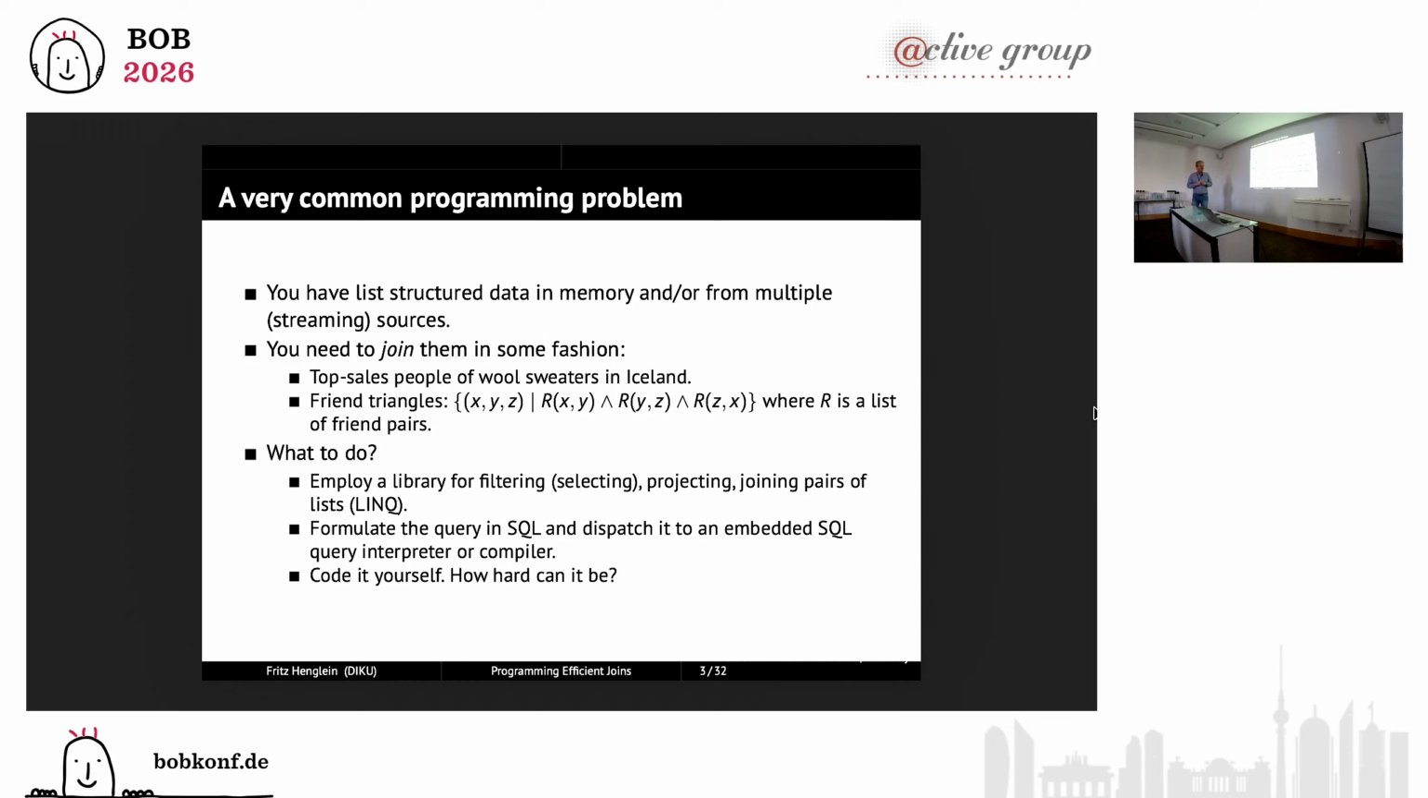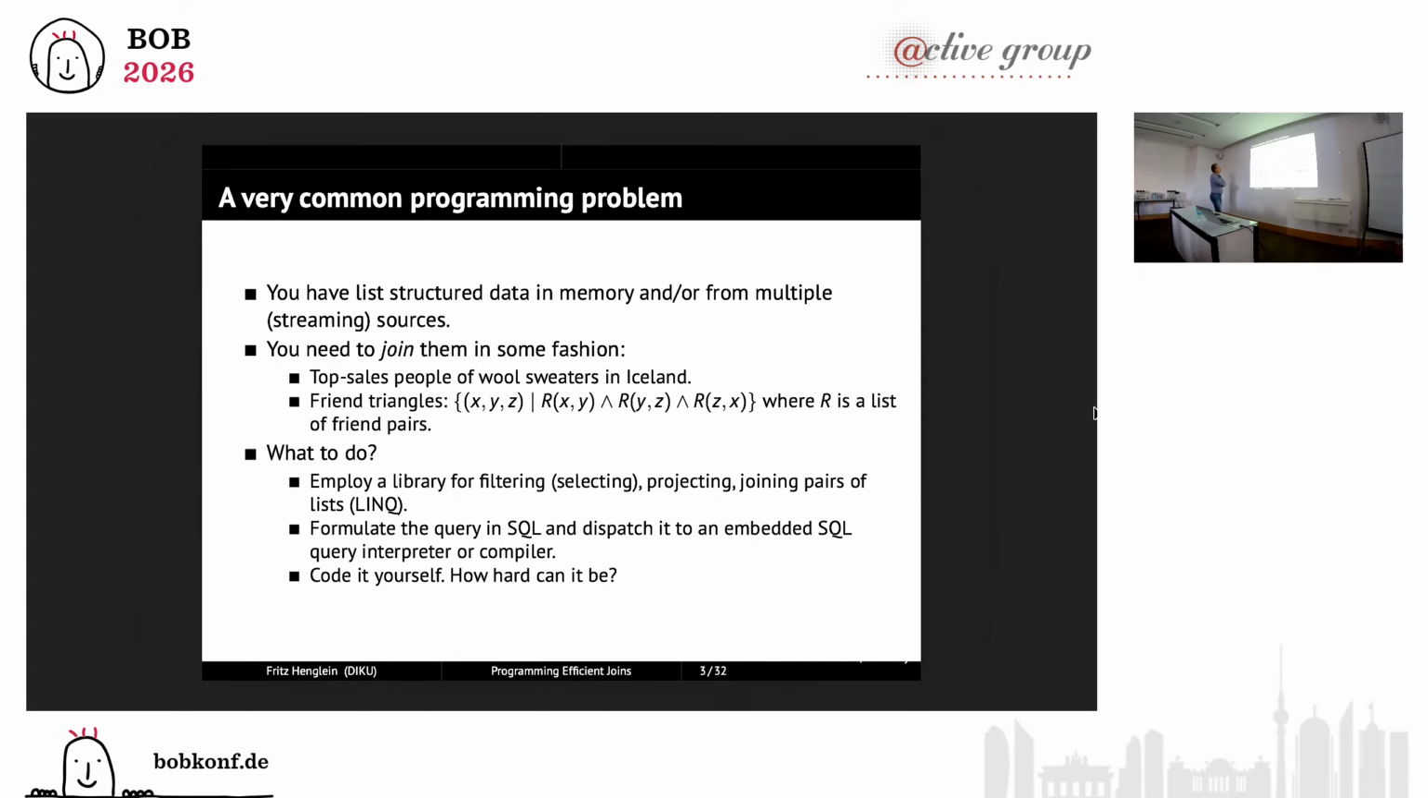So in the sense, like you have multiple sources, you need to join them to get some combined information out of this one. So like classic thing would be the top salespeople of wool sweaters in Iceland. Okay, you can already say, oh, maybe there's probably 3 tables involved. Or, and I'll use this one, is like you only have a single table, so it's a self-join, where you say, like, I want to have all the triples of friends such that X likes Y and Y likes Z and Z likes X. It's like in a triangle.